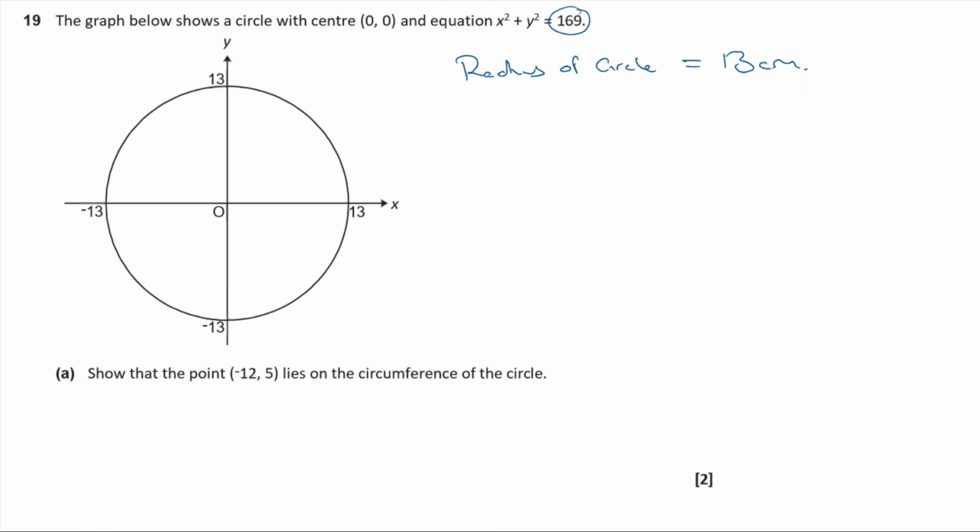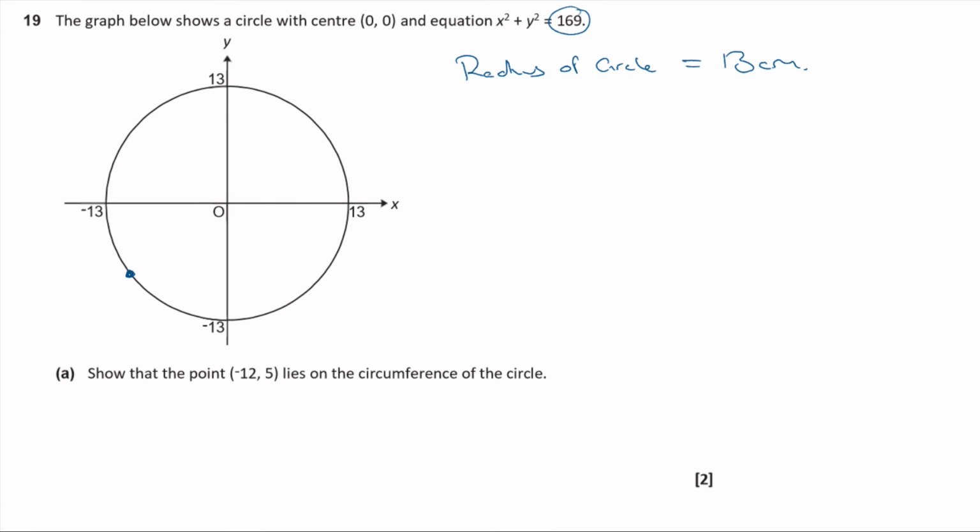Okay? So what we're going to do to work out if a point lies on a circumference is find the length of the line from the center to that point, to see if it's equal to 13, because if it is, it must lie on the circle. Okay, so let's say minus 12, 5. Now you can see it's going to be somewhere over here.